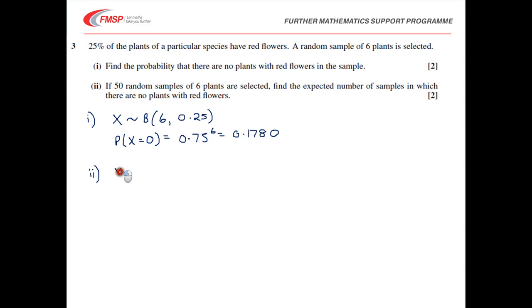For part 2, we've got a new binomial distribution, and therefore should give it a different letter if we used one in part 1. And this time we've got 50 samples, and the probability that they have no red flowers is what we've just worked out, 0.1780. The expected value of Y is therefore np, which is 50 times 0.1780, which is 8.9.